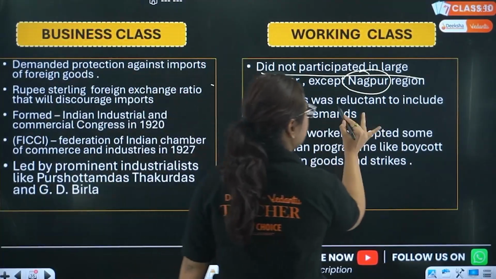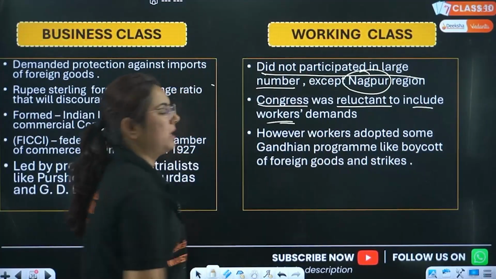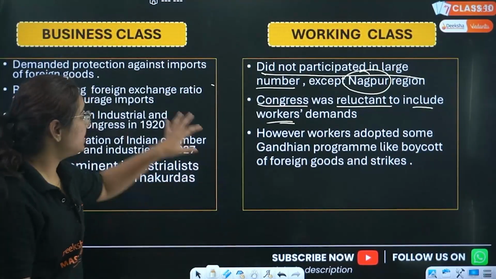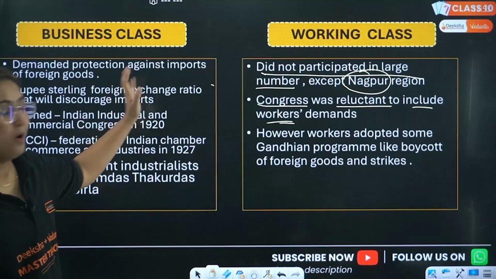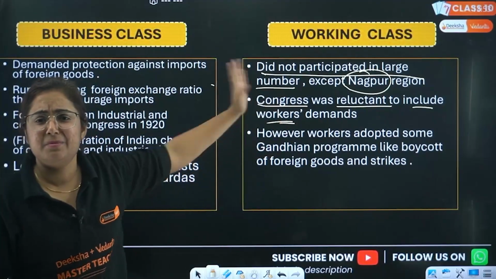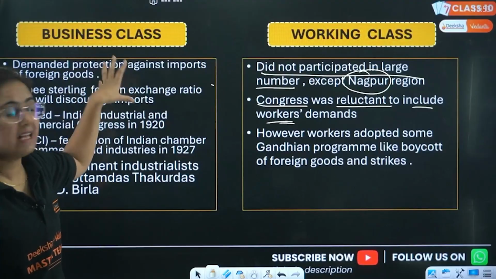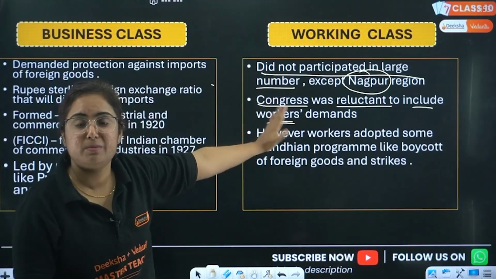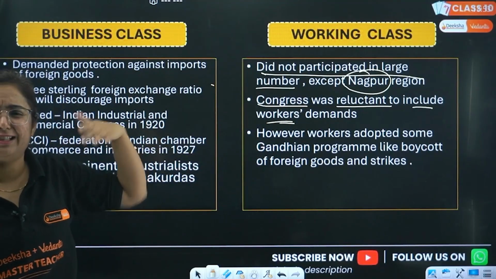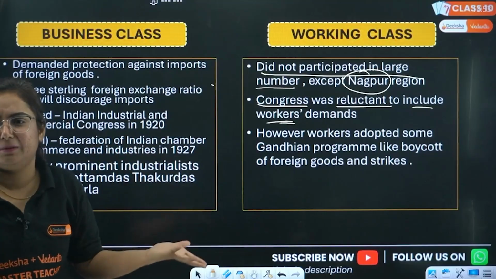So Congress was reluctant to include the workers' demands. Obviously, why? Because the business class is there. What are they demanding? Increase in income, increase in salary. So somewhere it was influenced by the business class that they were not including the demands of the workers. They were reluctant because they also wanted the support of money-minded people, right?